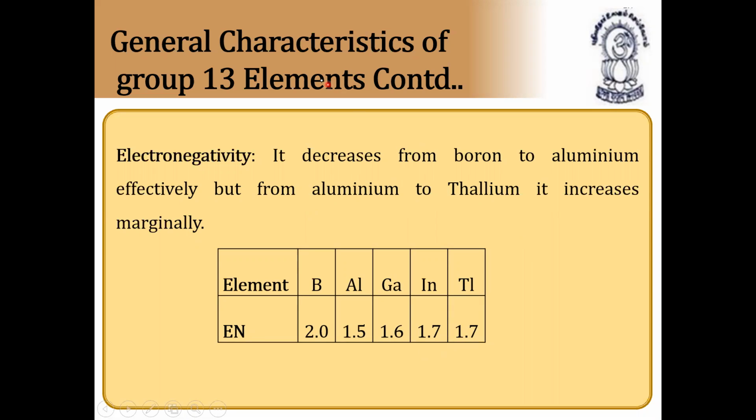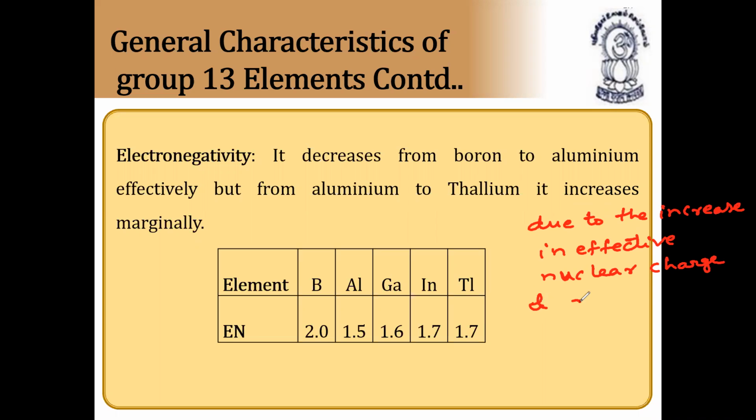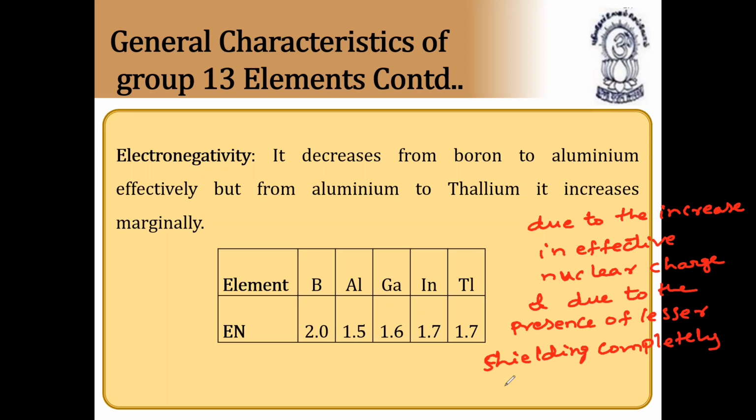Why is it increasing? Due to the increase in effective nuclear charge, because of the poor shielding effect, and due to the presence of lesser shielding, completely filled d and f orbitals. This reason is very, very important. Please make a note. Very, very important reason.